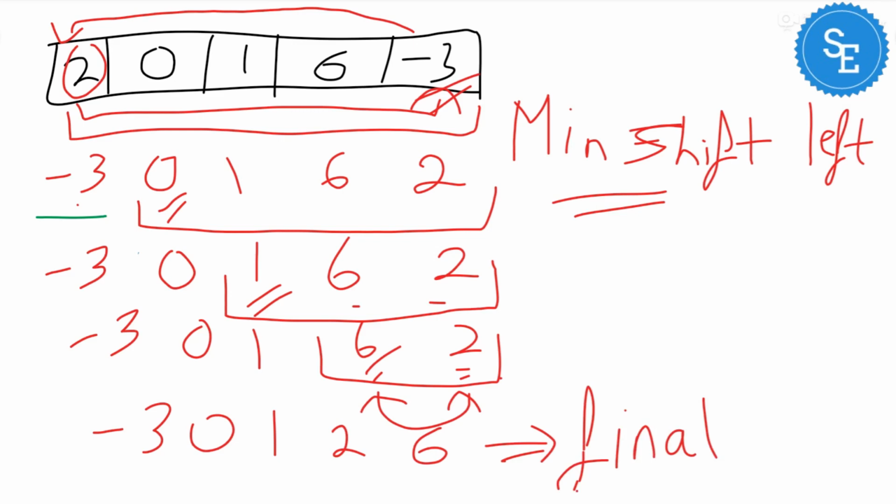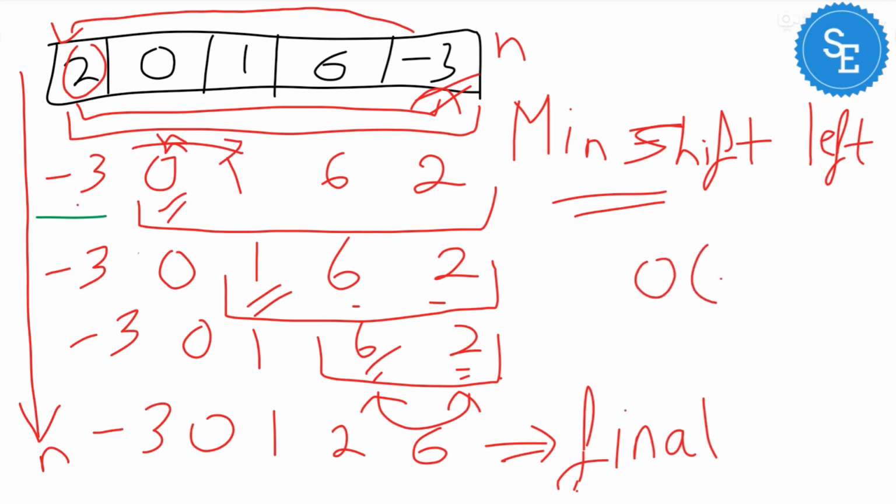So with this technique we are able to sort this array. Now this has taken n number of steps, where n is the length, and every time while checking we are doing n checks. So the time complexity of this technique is the same as bubble sort, which is big O of n square. So let us see in the code how we can implement this.